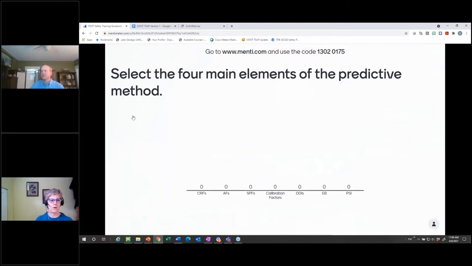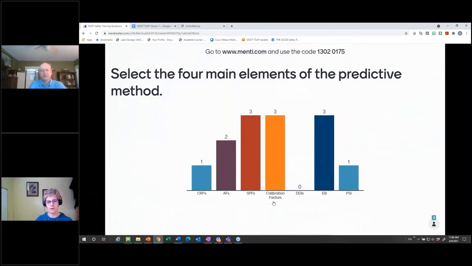Okay, so we'd like you to select the 4 main elements of the predictive method. Down here we've got CRFs, adjustment factors (AFs), SPFs (safety performance functions), calibration factors, DDIs, EB, the PSI.